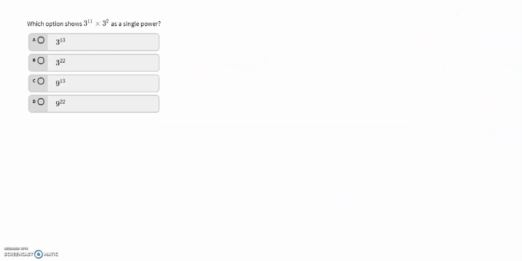This was a sample question in the MPT test. Which option shows 3 to the power of 11 times 3 to the power of 2 as a single power? As we already learned what a single power is and what the exponent rules are, in this case we will be using the product rule because there is a multiplication sign in the middle, which is the product. So let's just solve. We have to check first if the base is the same. For the first term, the base is 3. For the second term, the base is 3. So they both are the same. Then we can go ahead and use the product rule.